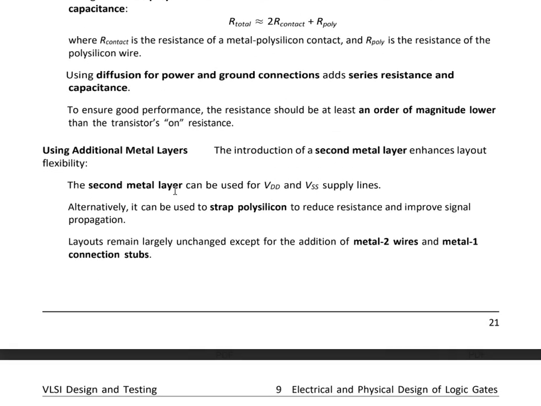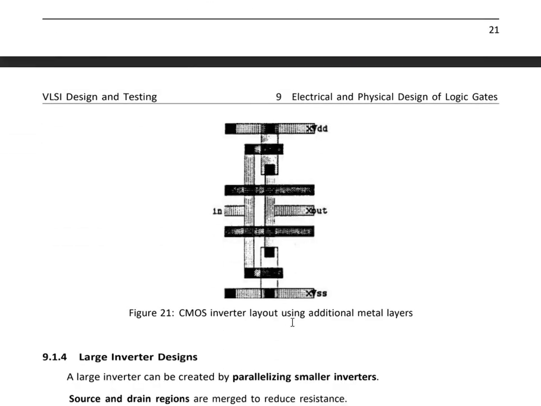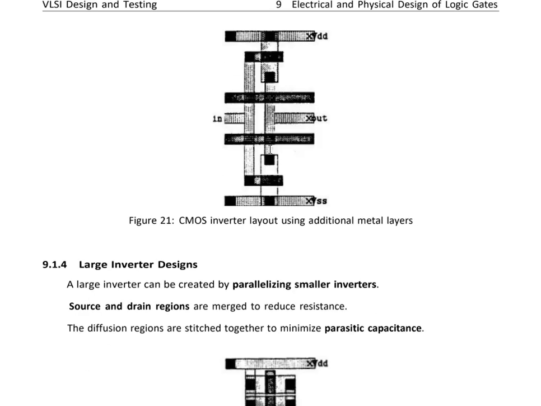So the second metal layer can be used for VDD and VSS supply lines. Layout remains largely unchanged except for the addition of metal 2 wires and metal 1 connection stub. So this is the CMOS inverter layout using additional metal layers.